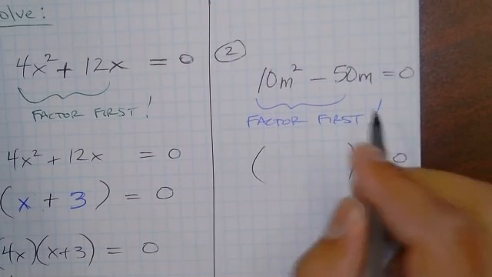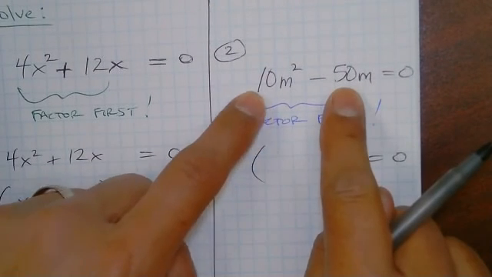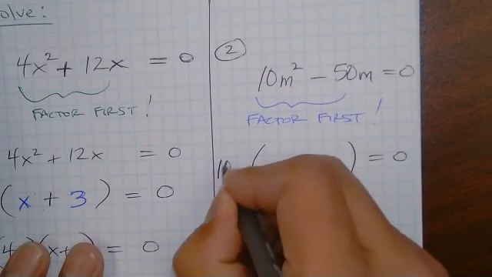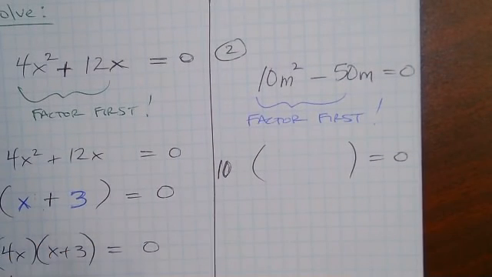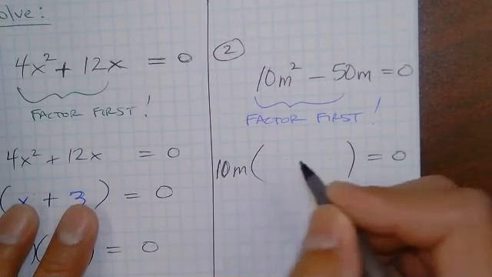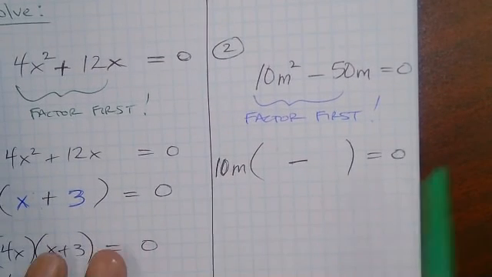What is going to be a common factor for the numbers? For a 10 and a 50, what's the greatest common factor? 10. Nobody said 5, huh? 5 is a common factor, but it's not the greatest. And for the variables? M. Just 1m. Correct. And then you just determine what goes in here.